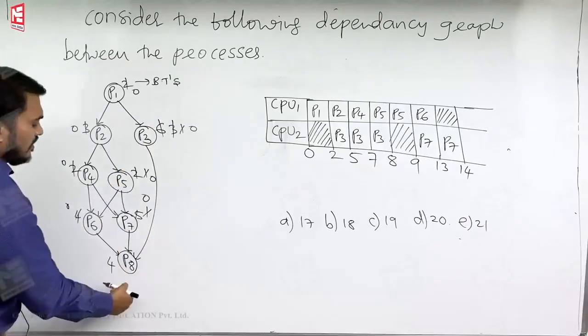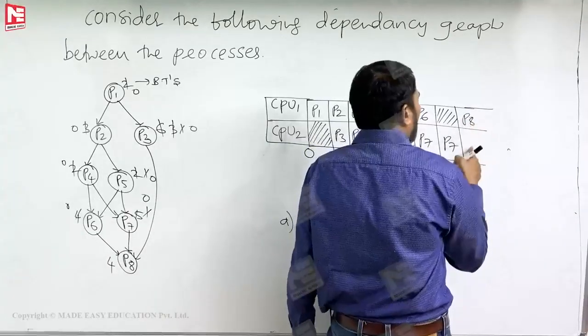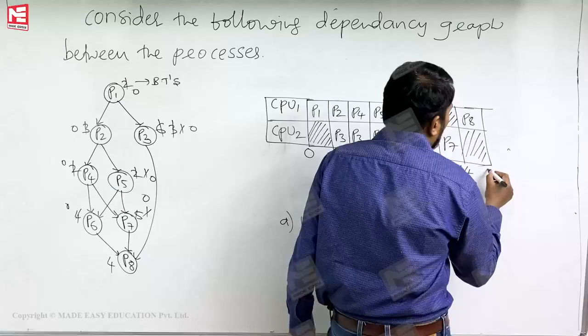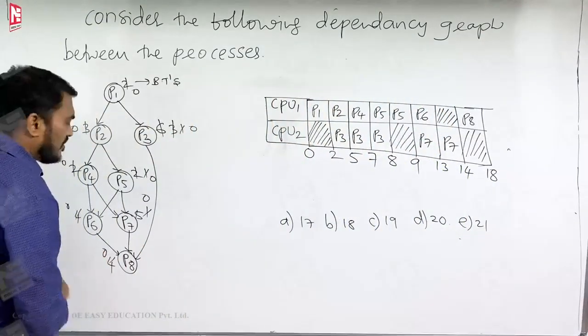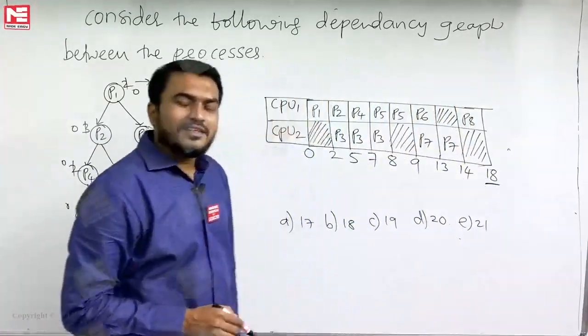And next, now at the time 14, now both the CPUs are freely available. पूरा dependency हो गया. Now you can take P8 on any CPU. No problem. So, P8 को आप यहाँ पे चलाओ तो यहाँ पे चलाओ. So, this will be idle here. So, that requires 4 seconds. That is 18. So, now look at here. So, that becomes 0 here. So, at the time 18, all the process complete the execution.